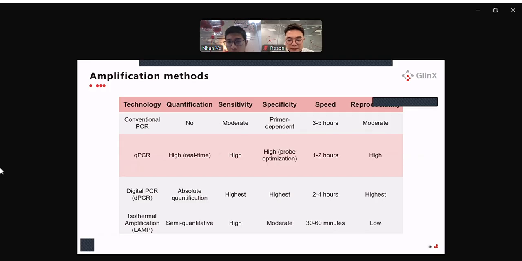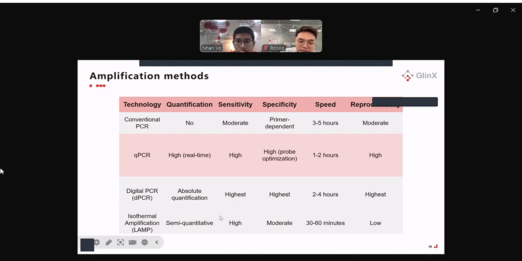So we can make a comparison of those amplification methods you can normally find within the IVD market. Let's keep going. There are four major DNA or RNA amplification techniques. The first one is the conventional PCR method. The second one is the real-time fluorescent quantification polymerase chain reaction, the qPCR.